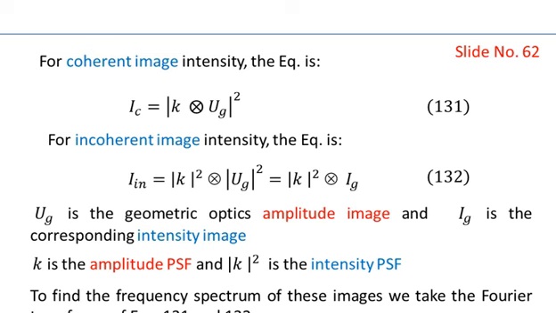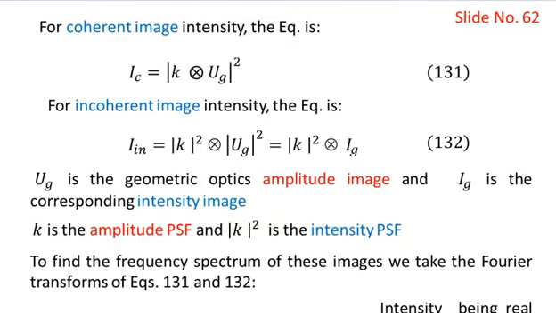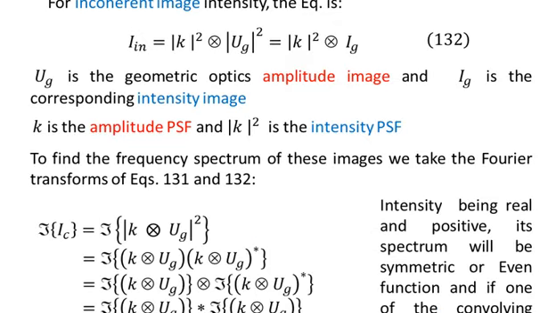So we have given mathematical expressions for the coherent intensity image and for the incoherent intensity image. U_G is the geometric optics amplitude image and I_G is the corresponding intensity image. Kappa or k is the amplitude point spread function and mod kappa squared is the intensity point spread function. To find the frequency spectrum of these images, we take the Fourier transform of equations 131 and 132 in order to find the frequency spectrum of the intensity images.